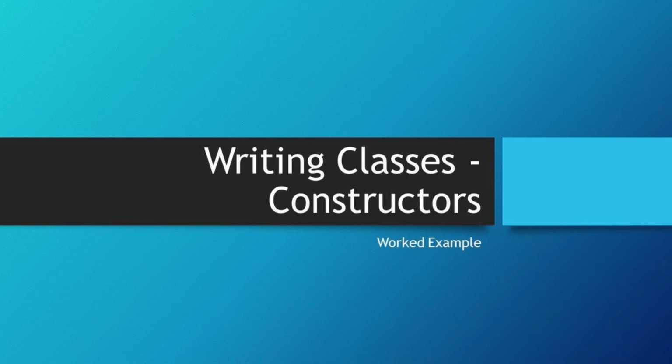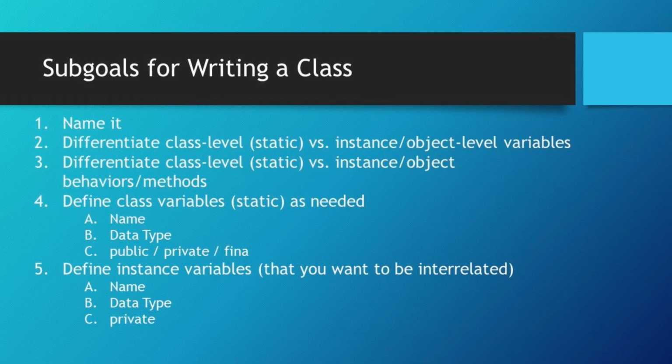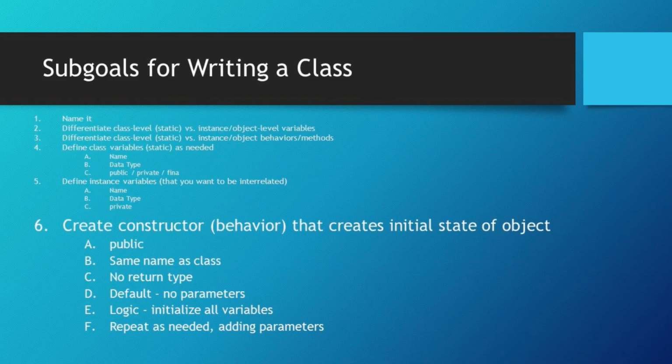In this video, we will continue looking at writing classes. So far, we have named and defined our instance and class level variables. Now we move on to subgoal 6 and create constructors, or behaviors that create the initial state of an object.